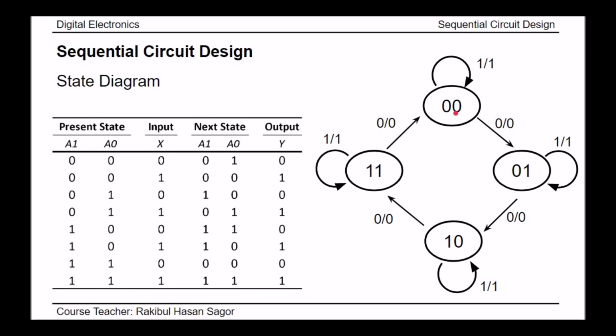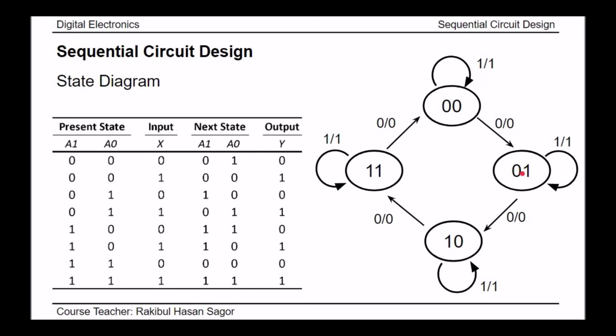I hope all of you understood, and now you will be able to reproduce the state table from the state diagram. For example, if you are asked to produce the state table, I hope you will be able to do that. We know from the state diagram, if the present state is 00 and the input is 0, the next state will be 01. If the input is 1, the next state will be 00, and the corresponding output will be 1.